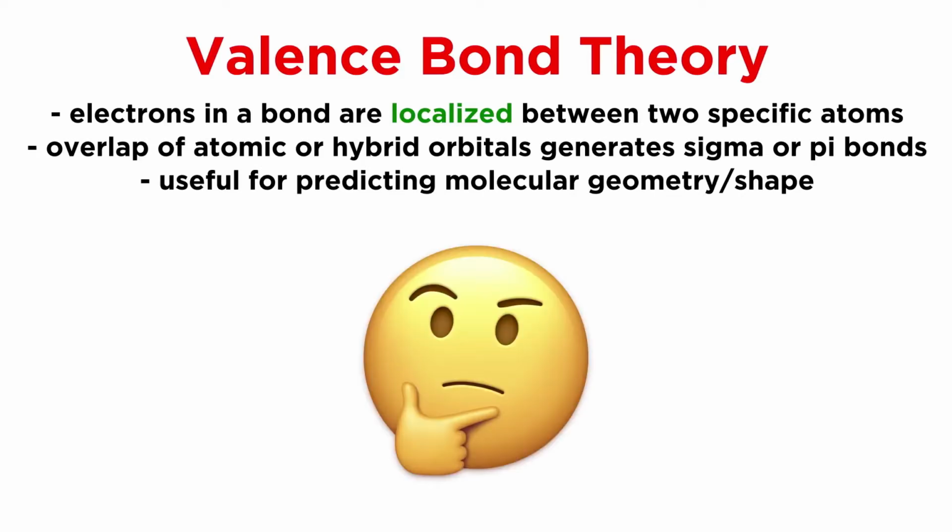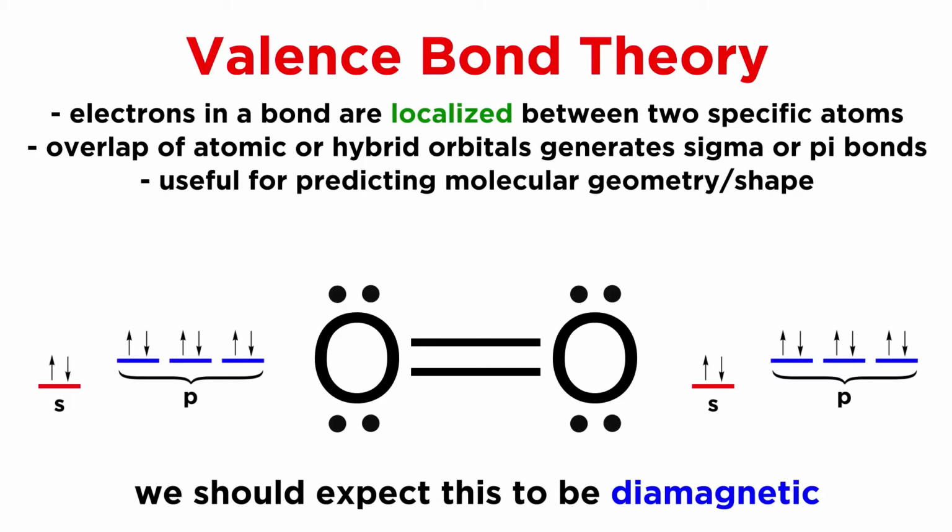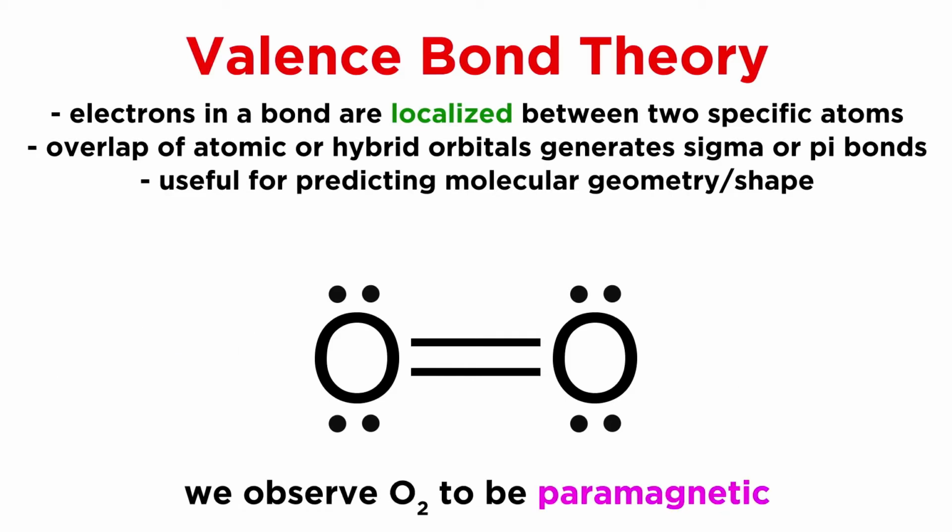However, there are simple molecules that do not conform to this theory, like the diatomic oxygen molecule. Given this Lewis structure, where each oxygen atom has a full octet, we would expect oxygen to be diamagnetic and weakly repel a magnetic field. However, it does in fact exhibit paramagnetism, as liquid oxygen is attracted to a magnetic field.